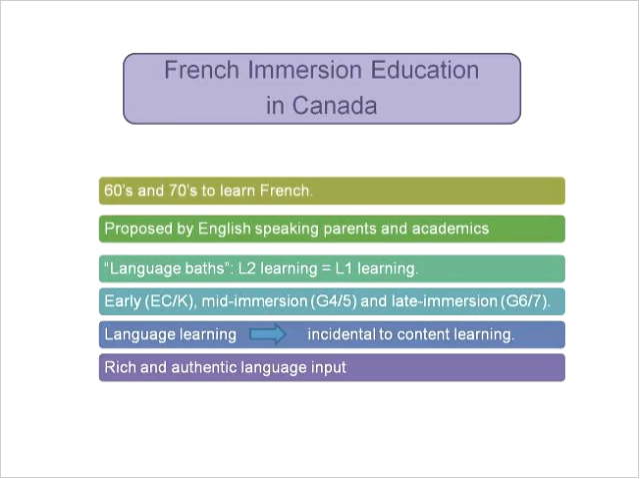Depending on the resources and on politics, there are different types of French immersion schools. You have early immersion, those who start in kindergarten or early childhood, mid-immersion around grade 4, and late immersion later, in grade 6 or 7. And as I said, language learning would be incidental to content learning. What is really good about this setup is that the language input is really rich and authentic. They have authentic material, material designed for native speakers, and they have native speakers as teachers. So there's no question that the language input for Canadian immersion education is a really good and rich one.